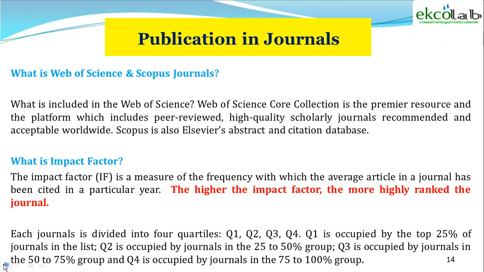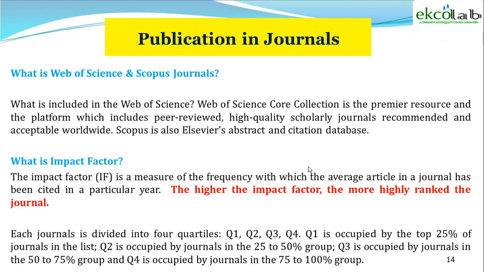After checking the registration in the Web of Science and Scopus databases, you need to know the impact factor of the journal. What is impact factor? It is the frequency with which the articles in a journal have been cited in a particular year. If the impact factor of the journal is high, the rank of the journal is high, and each journal is divided according to the Web of Science policy into quartiles.